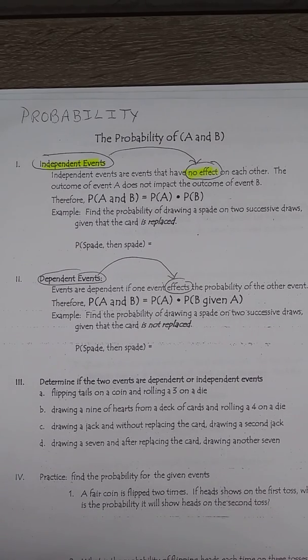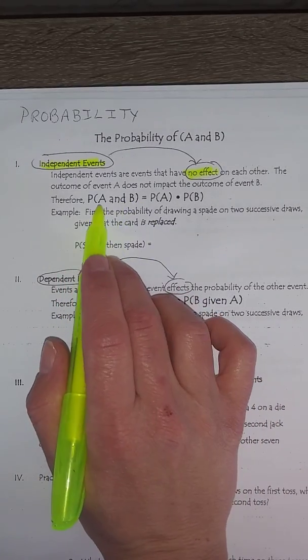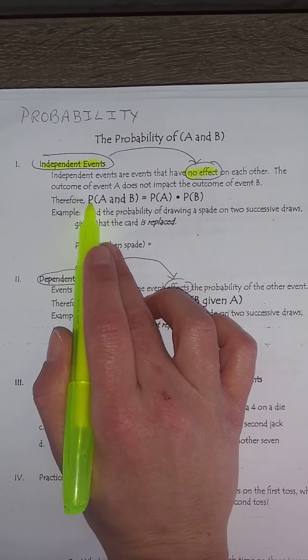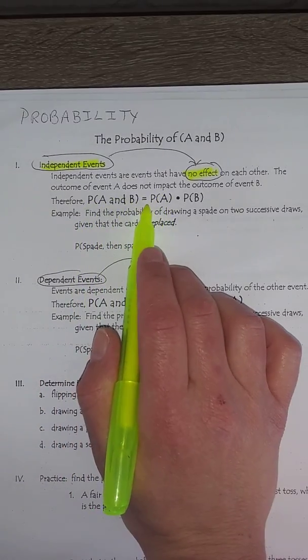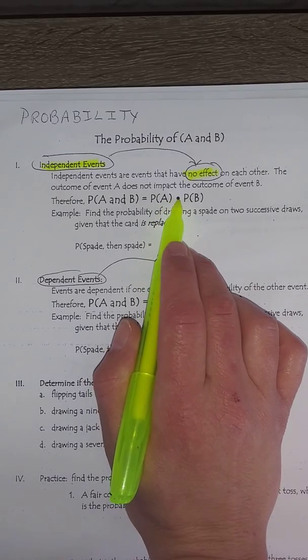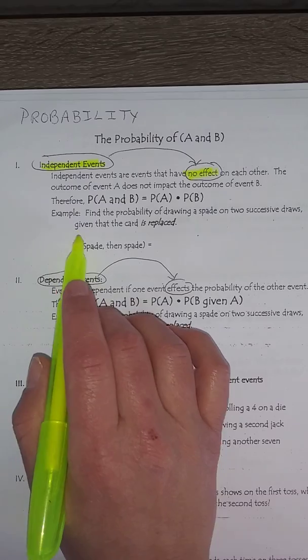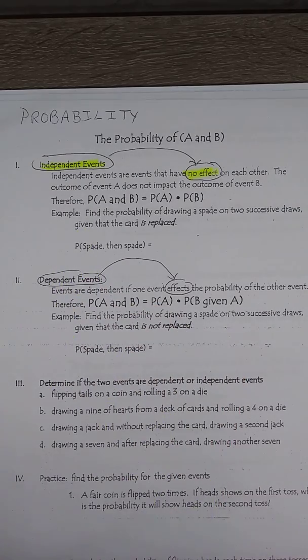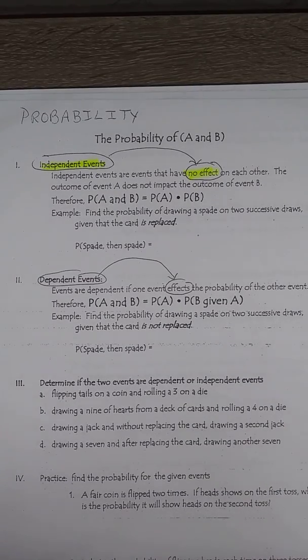So that would mean, like a lot of the examples I've already done, that I'll just take my probabilities from each event. We're calling them randomly A and B. The probability from event A will just get multiplied by the probability from event B. For example, if you find the probability of drawing a spade on 2 successive draws, one right after the other, given that the card is replaced.